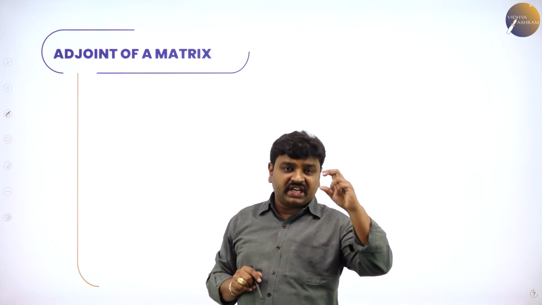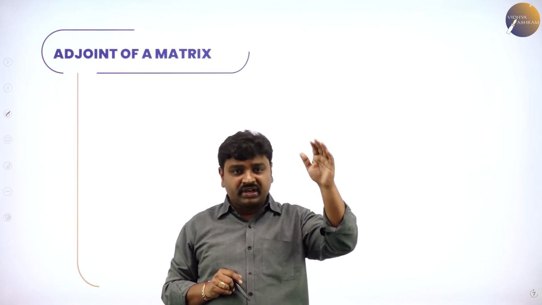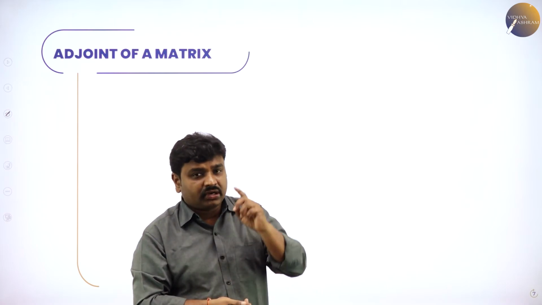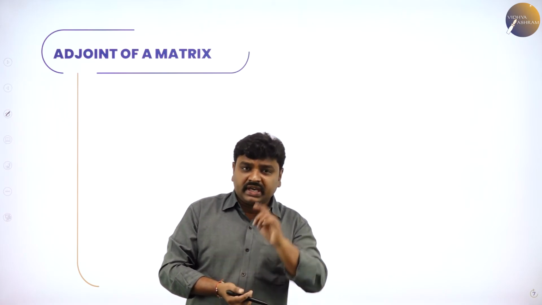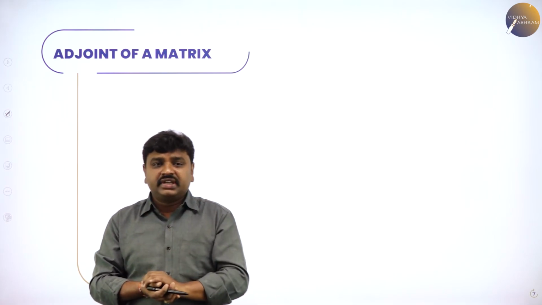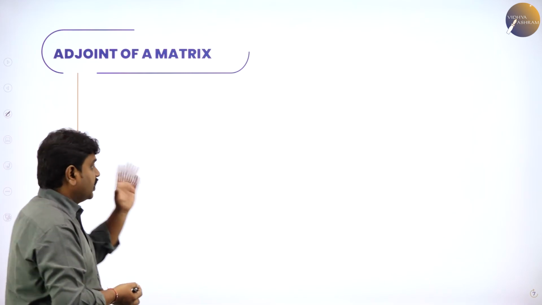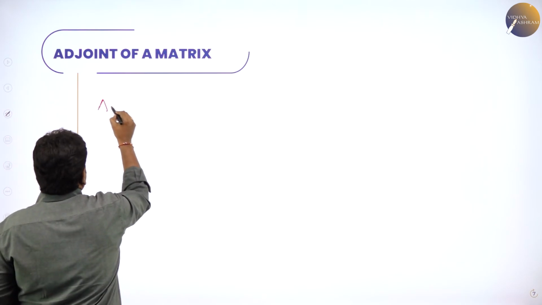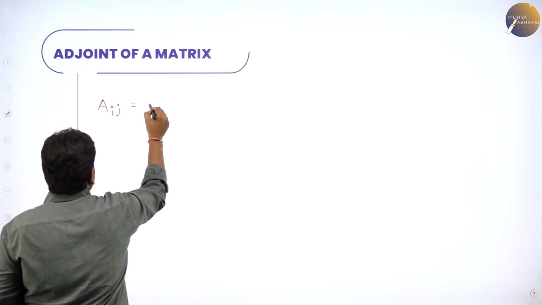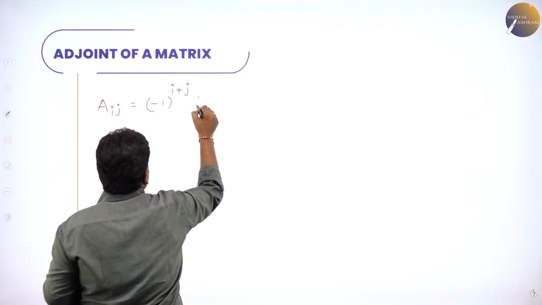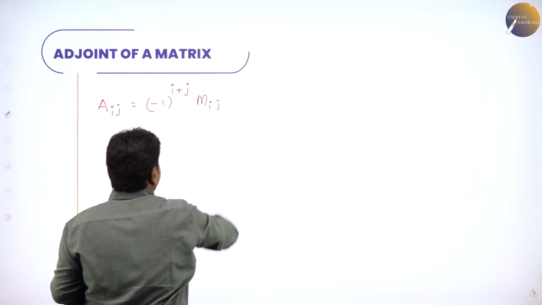If you want the minor of any element, leave the column and row where that element is present, then take the determinant of the remaining elements. Then I taught you how to find the cofactor. Capital Aij is (-1) power i plus j into Mij. That is, if I want you to find Aij, the cofactor of the ith row, jth column element, you have to find the minor first, then multiply (-1) power i plus j into the minor of ij. This is what I told you.